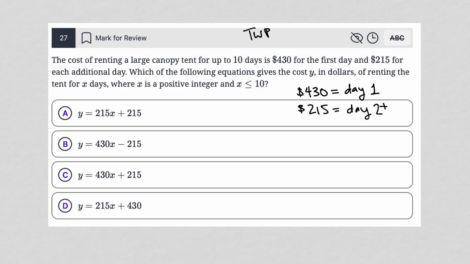I'm going to just make up a number. I'm going to use plug in your own number here as a strategy. And I'm going to say, how about we just say x is, I don't know, let's say x is 5 days. Let's go with 5 days. Why not? So if x were 5 days, what would happen?